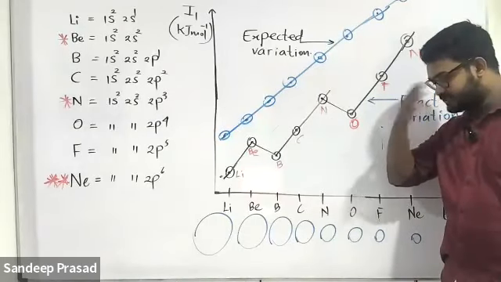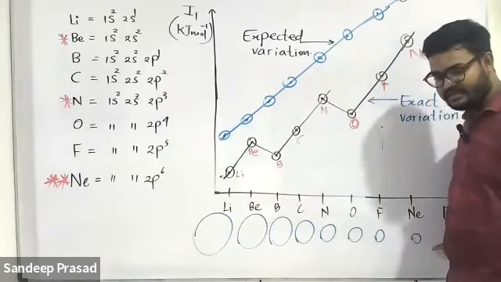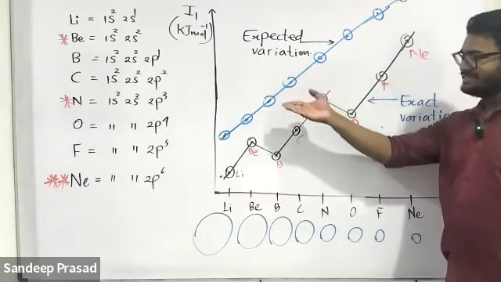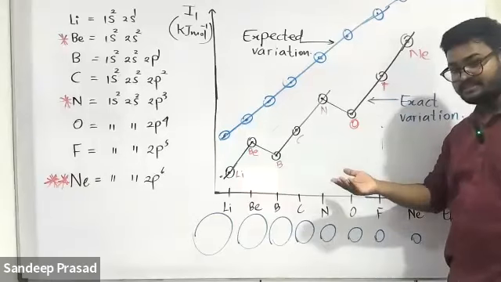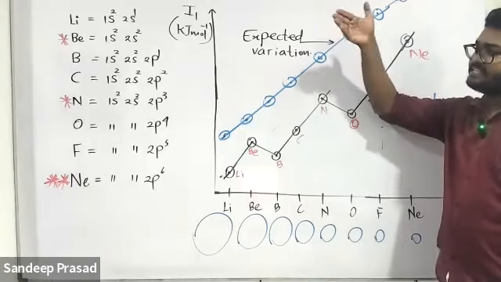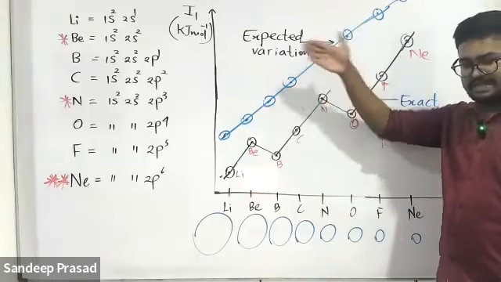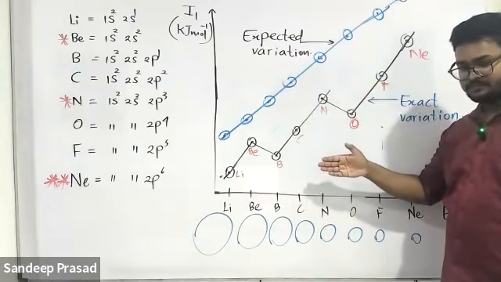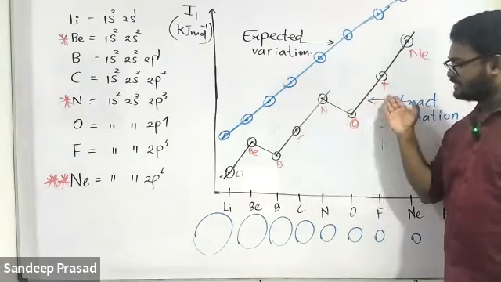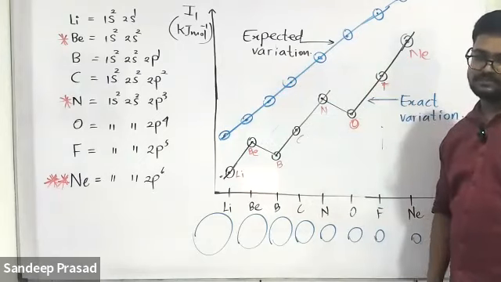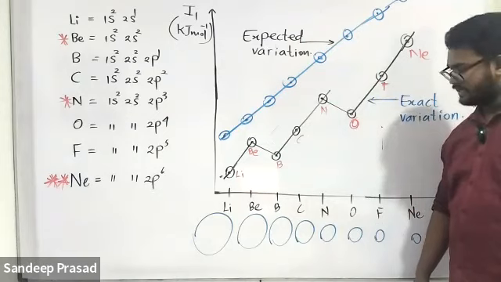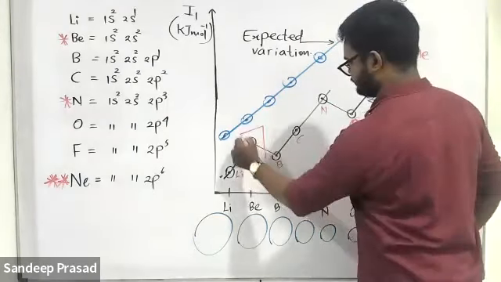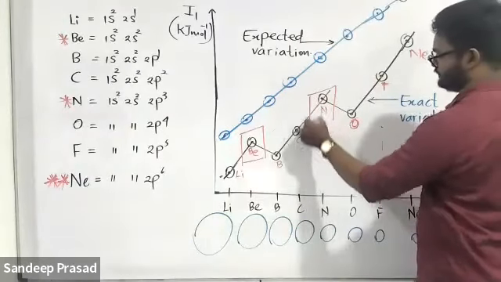We expected that since the radius is decreasing along the period, ionization energy should increase gradually. But unexpectedly, since beryllium and nitrogen have stable configurations compared with the surrounding elements, we can consider that they have some stable and higher ionization energies. Right? Beryllium, nitrogen.